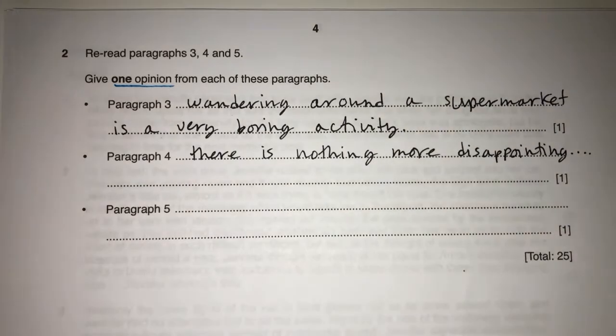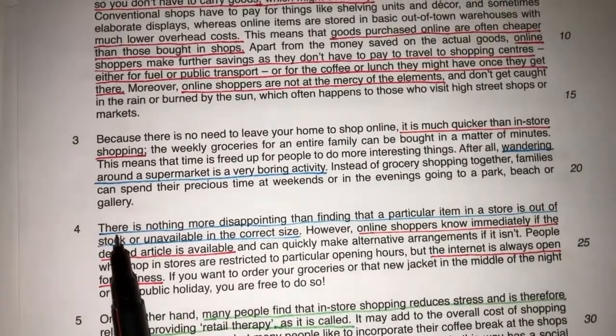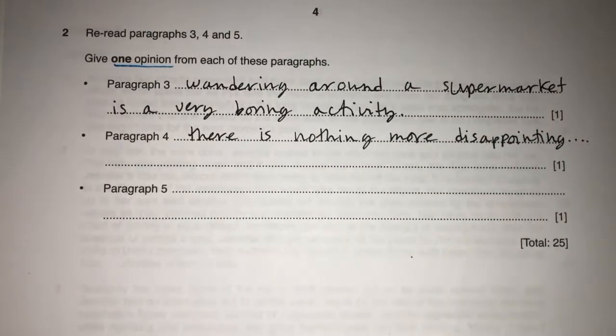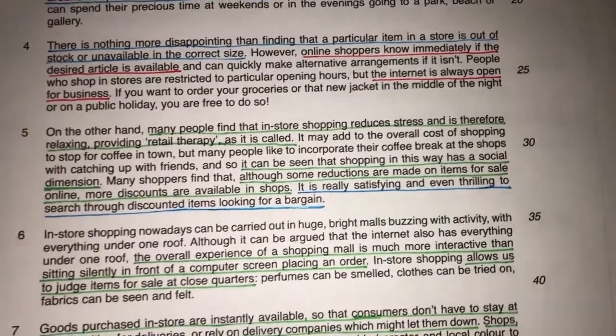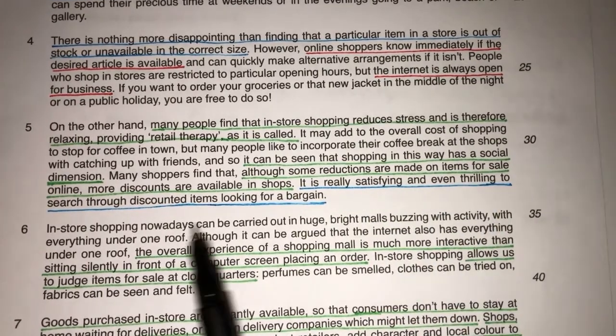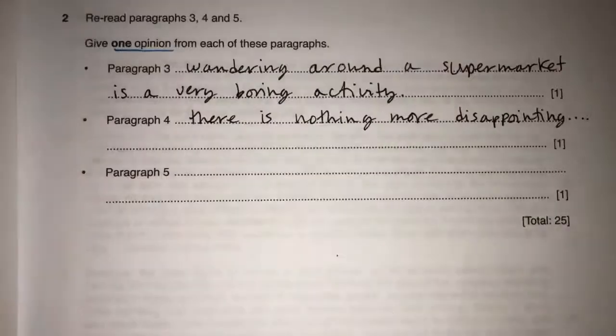Okay, dot dot dot. I put dot dot dot because it's very clear. So just make sure you copy and paste this whole thing, just to save us a little bit of time. I won't make you watch me write it down. Just limit the mistakes for grammar because it is copy and pasting. Last one: it is really satisfying and even thrilling to search through discounted items looking for a bargain.